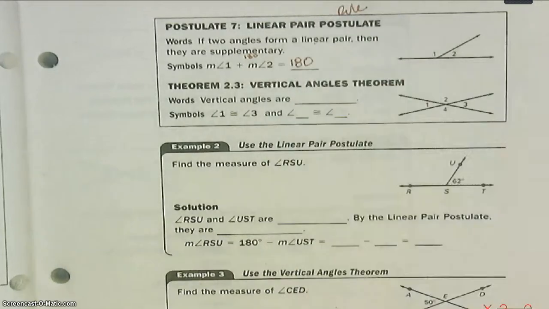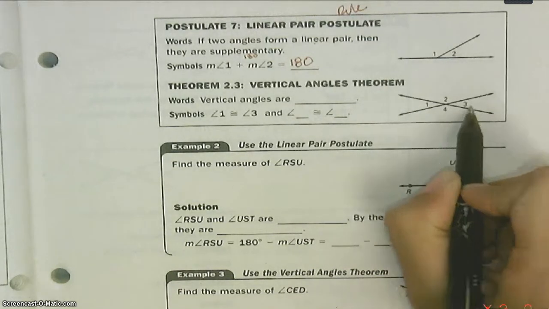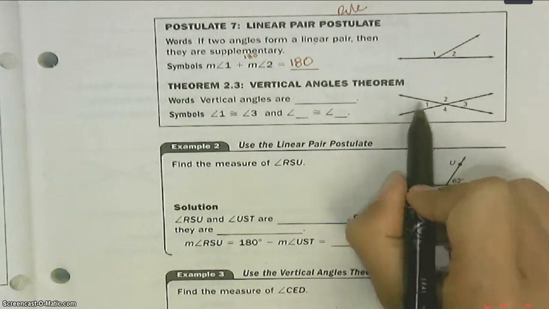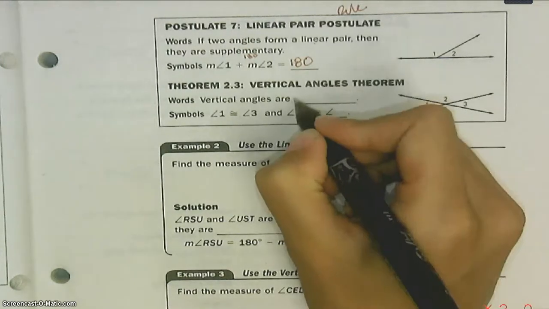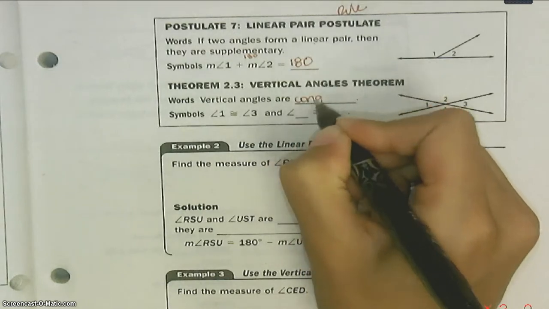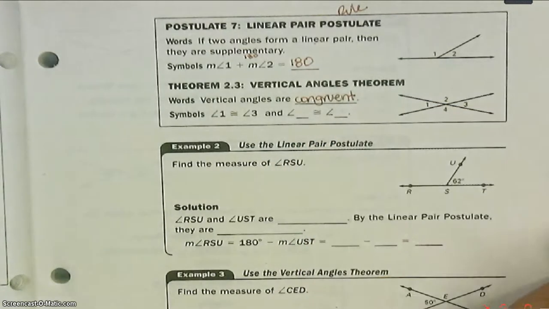And vertical angles. Well, we talked about this before. 1 and 3 are opposite each other. Look at the size of 1 and 3. It looks like the same size. And look at 2 and 4. They are the same size. So vertical angles are congruent. They are equal. They are the same measure.